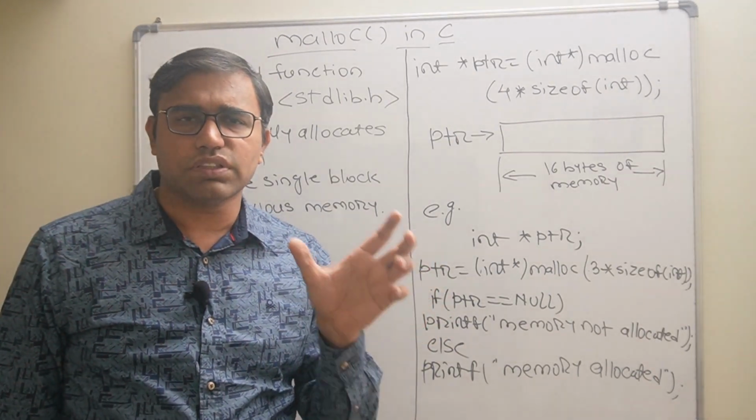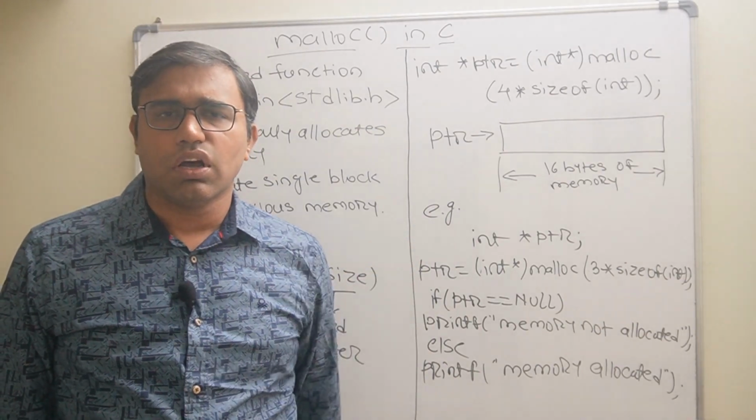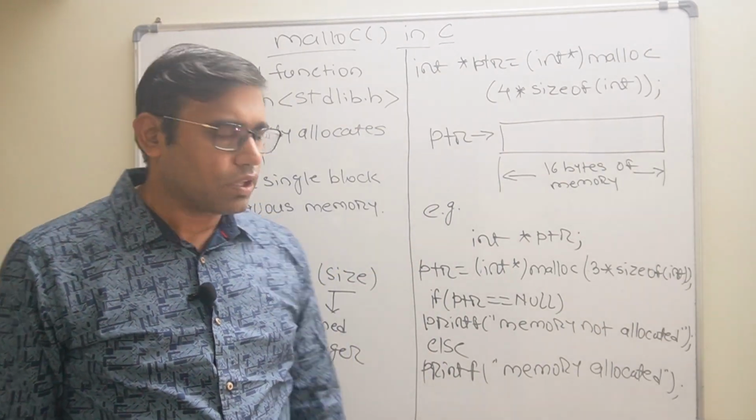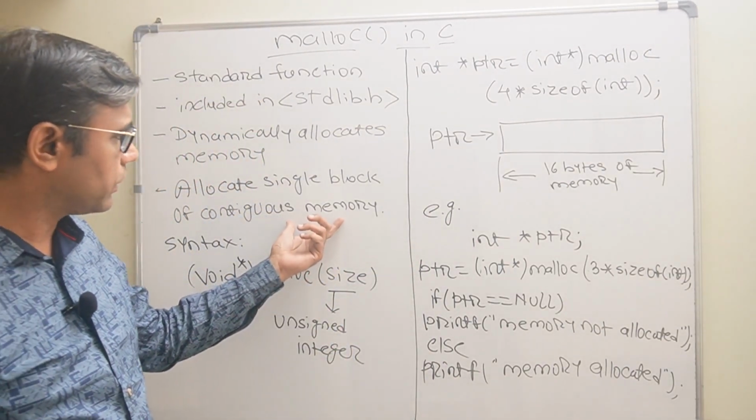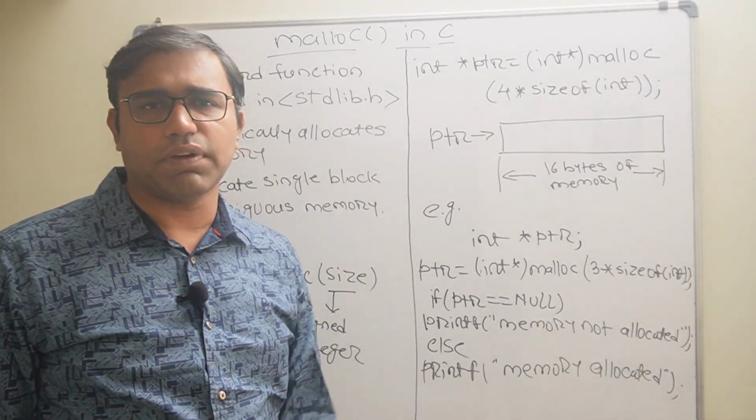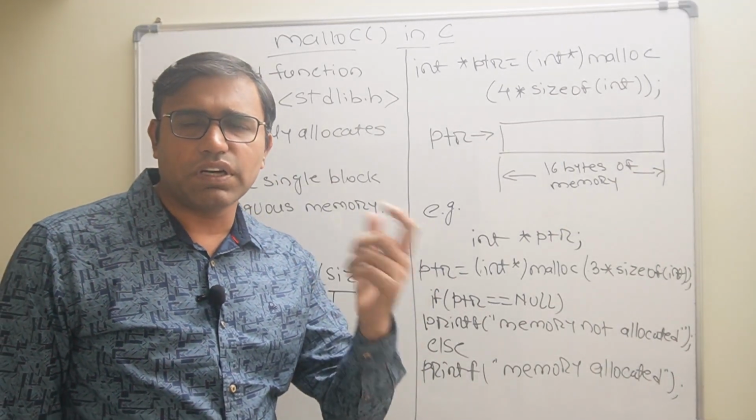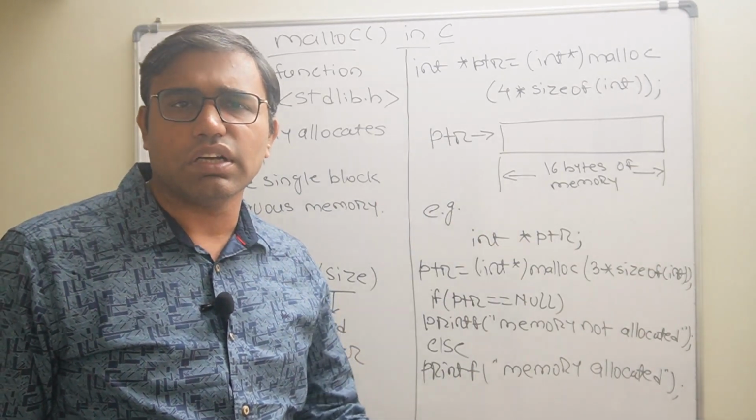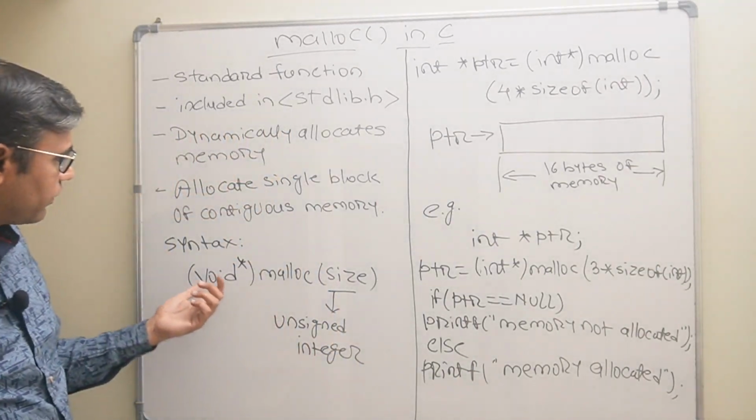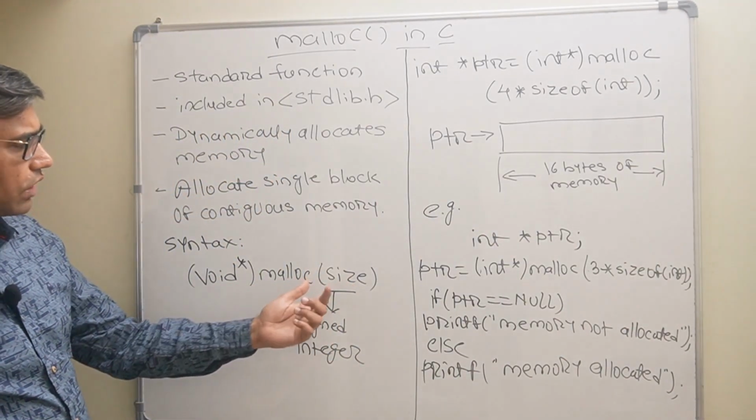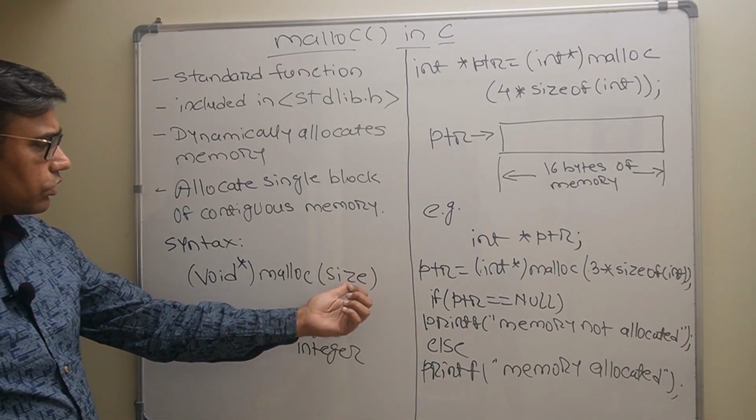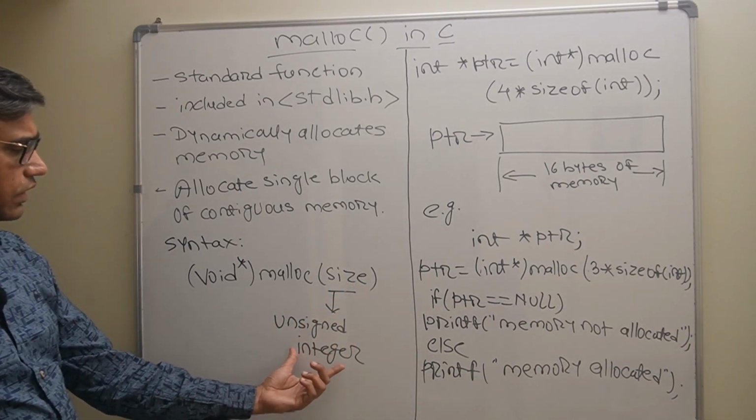It will always return a single contiguous block of memory, and it will return a pointer to the allocated memory. If memory is not allocated, then it will return NULL. The syntax is void star malloc(size). Now, the size should always be an unsigned integer.